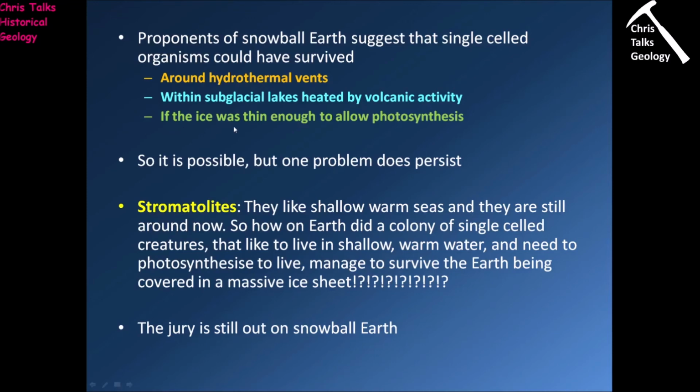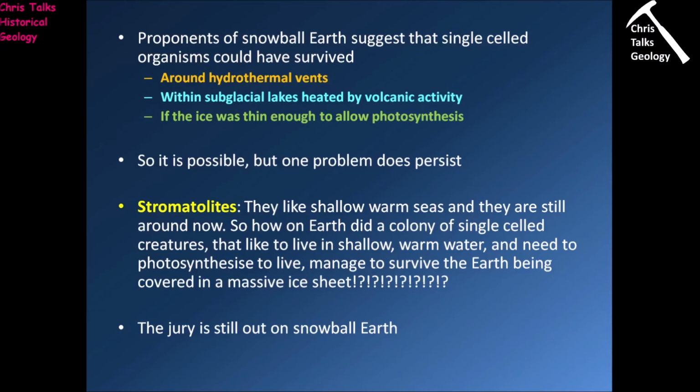The final possibility is that life could have existed in the oceans in areas where the ice was relatively thin. If the ice is thin enough, that will allow sunlight to pass through the ice into the water below, and obviously the single-celled photosynthesizing organisms in that water would still be able to photosynthesize and survive. So those three locations give us a possible way around the problems associated with snowball Earth.